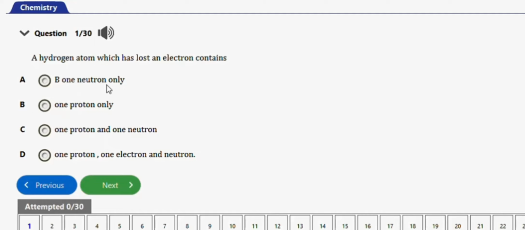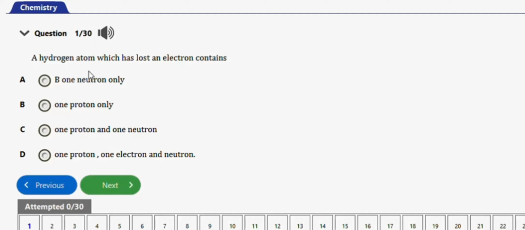one neutron only, one proton only, one proton and one neutron, or one proton, one electron and neutron. Okay, so if a hydrogen atom has lost an electron, it will contain one proton only. Alright, so the right option is option B.